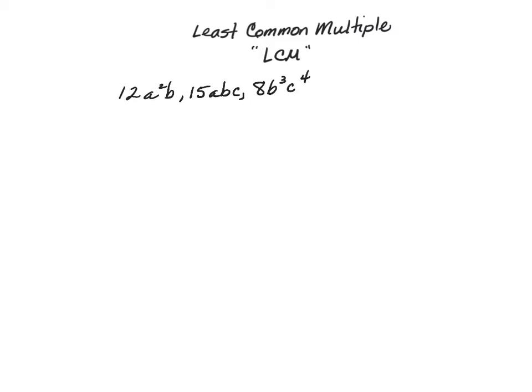So the way we're going to do that is separate each one, and we're going to actually list all of the factors for each particular monomial here. I'm going to begin by listing the factors for 12a squared b. 12 has 4 times 3, and we know that 4 can be written as 2 times 2. Then we have a 3. After that, we have 2 A's and 1 B.